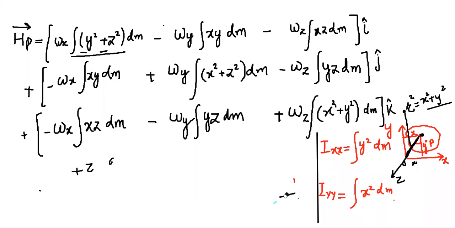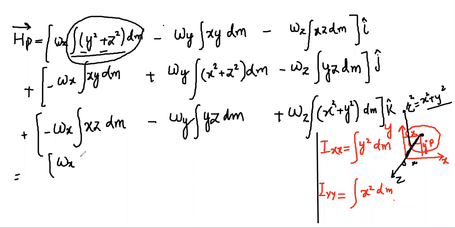So we can write this equation simply as omega x. Then this entire term represents the moment of inertia about x axis. So I will write this as Ixx, fine. Similarly we then have omega y, I will write this as omega y, okay.